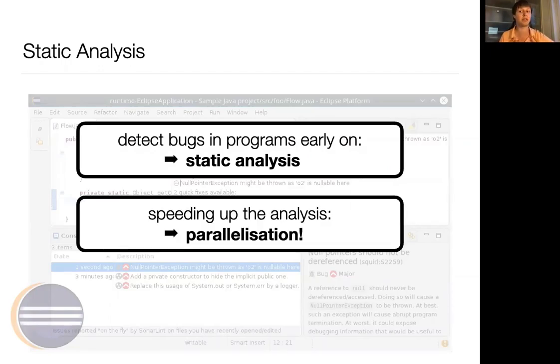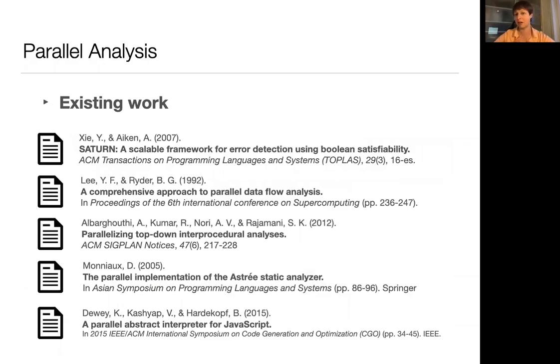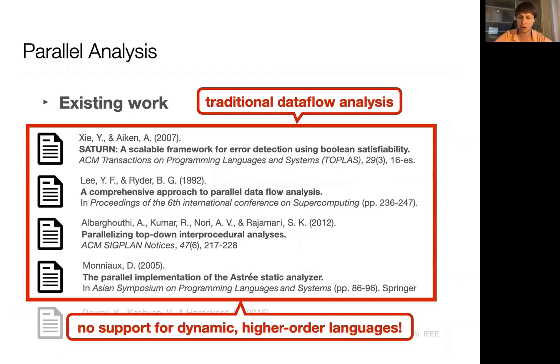That is, we can attempt to speed up the analysis by computing different parts of it in parallel on multi-core or multi-CPU systems. Now, the idea of parallel analysis is not novel. However, the parallel analyses found in existing work, some of which I've listed here, often share a few limitations. Most notably, the vast majority of existing parallel analyses target static languages such as C and do not support more dynamic languages with higher order functions such as, for instance, JavaScript.